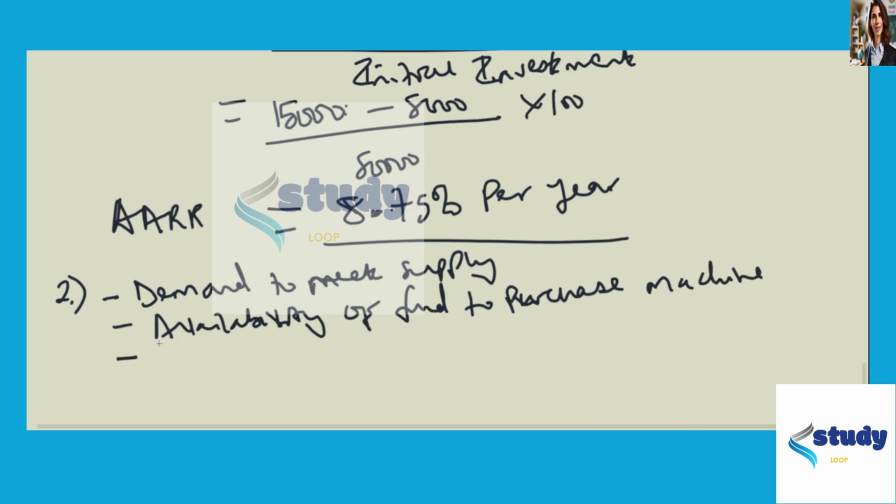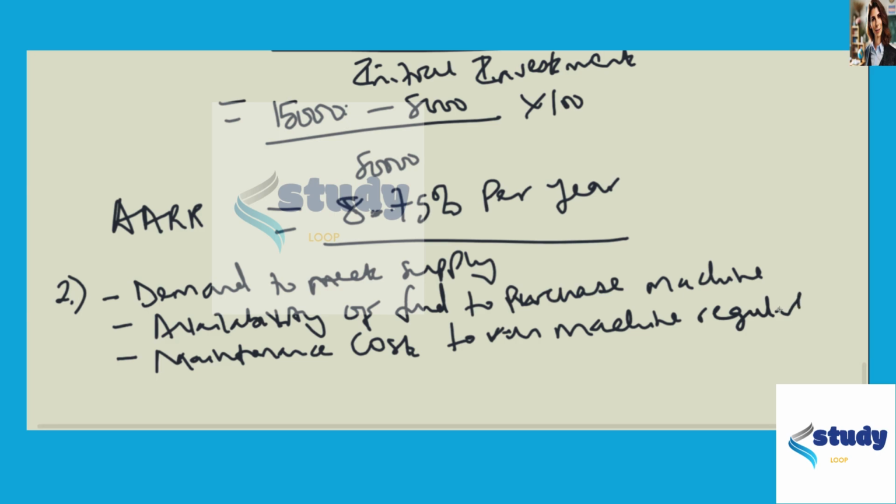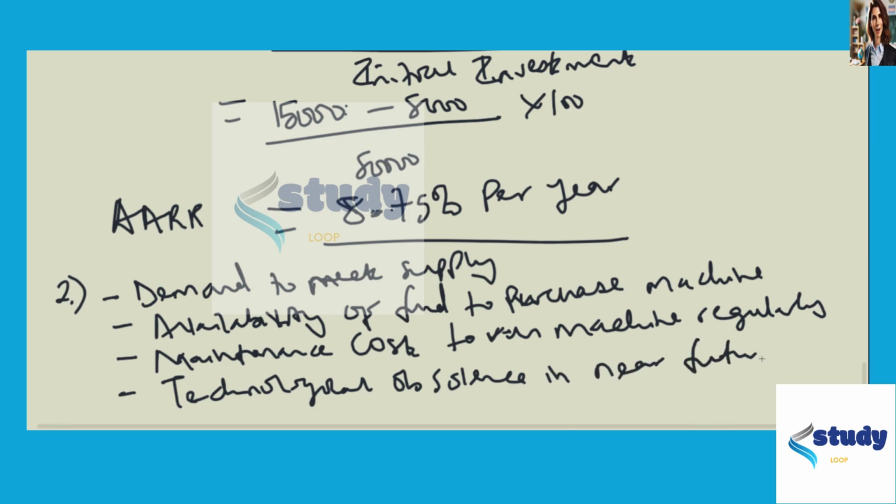They should also consider the maintenance cost to run the machine on a regular basis. And lastly, they should consider whether technological obsolescence is expected in the near future. So these are the factors they should consider before deciding to purchase a new machine.